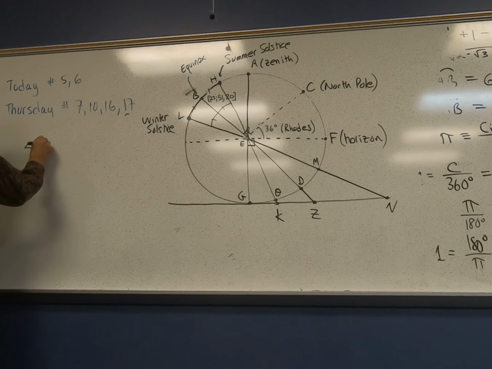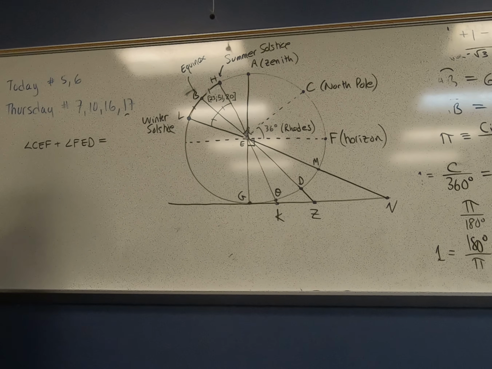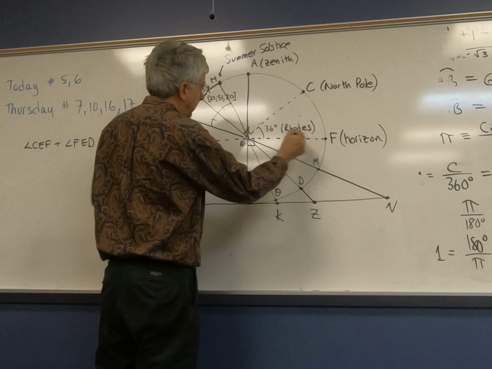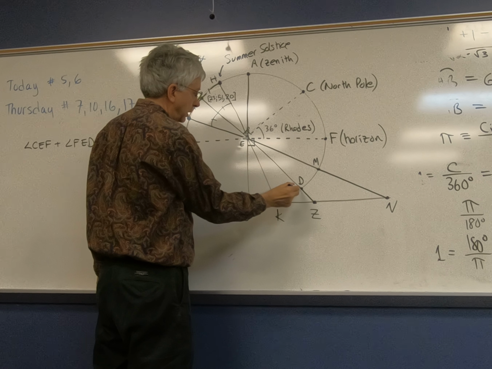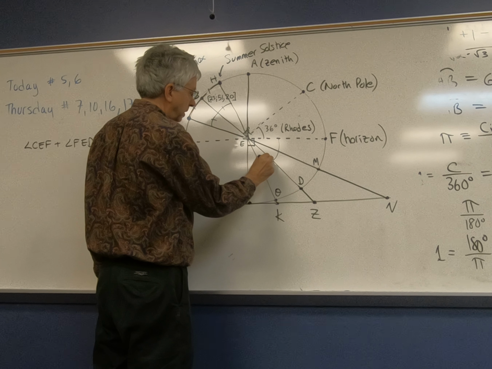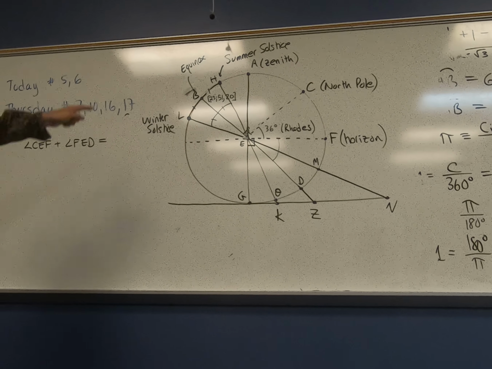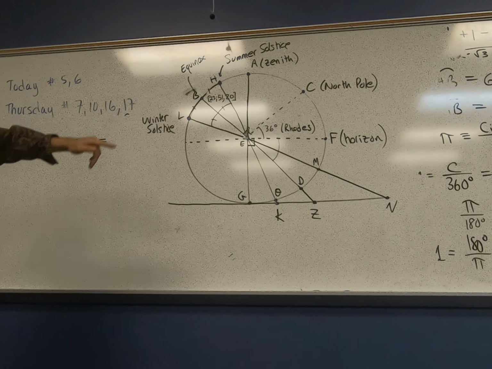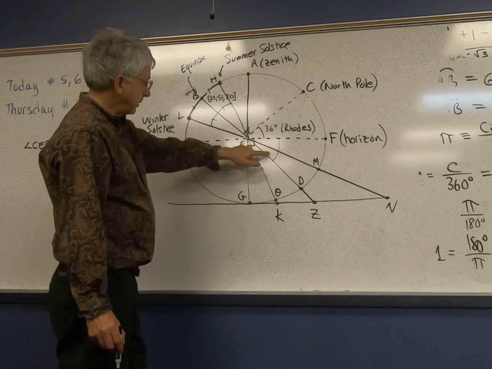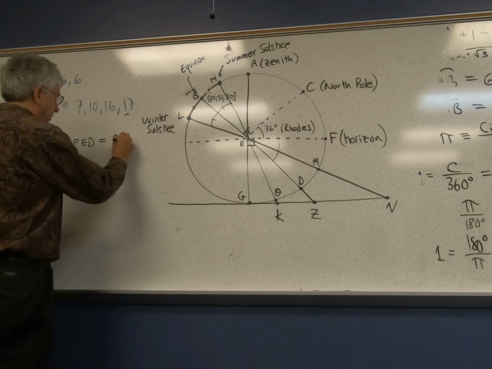So CEF plus FED is what? See those two angles here? CEF is 36 degrees, and FED is this angle here, right? And how do we know what that is? Well, BD is the equator line, right? And that's perpendicular to the North Pole line. So these together make that CED right angle, right? So this has got to be 90 degrees.